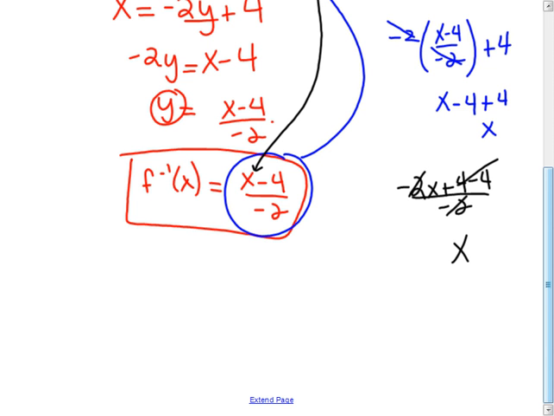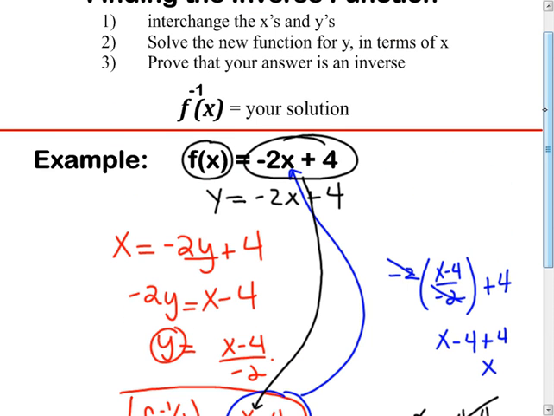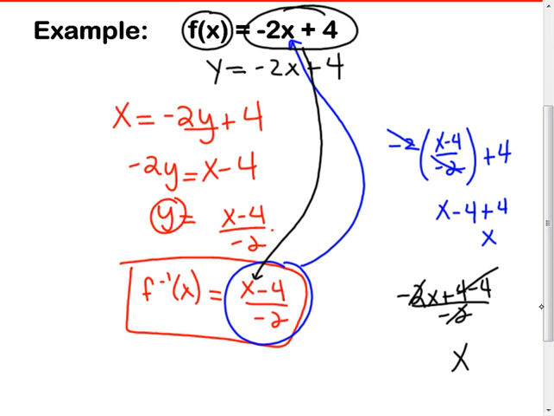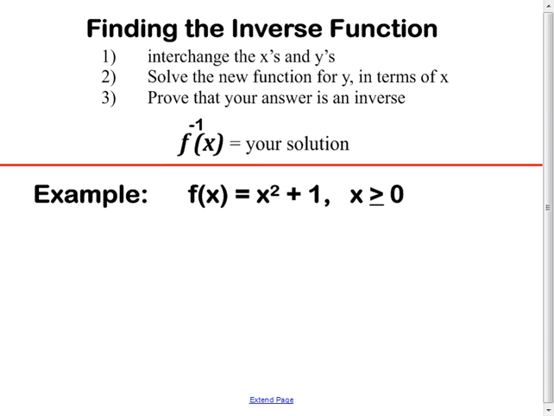All right. And if we think about the original graph, the original function is a line because it's negative 2x plus 4, and it's all reals for your domain and for your range, so there's no restrictions that I need to make on that. Okay? Now, here's your next one.